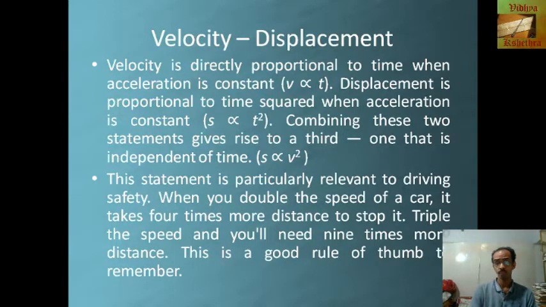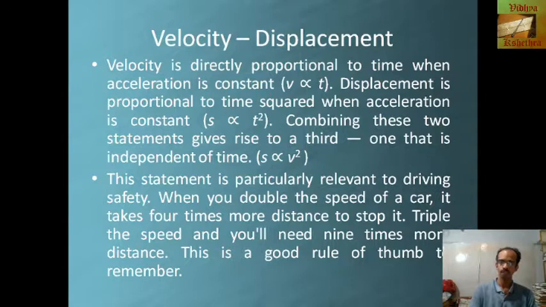The velocity-displacement equation is particularly applicable in the case of driving safety. That is, when you double the speed of a car, it takes 4 times more distance to stop it. Triple the speed, you will need 9 times more distance.